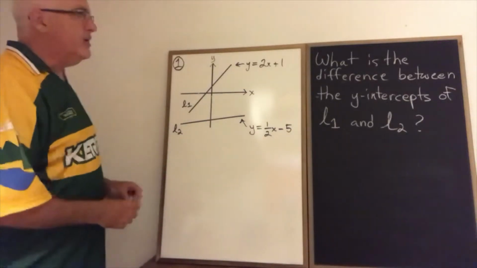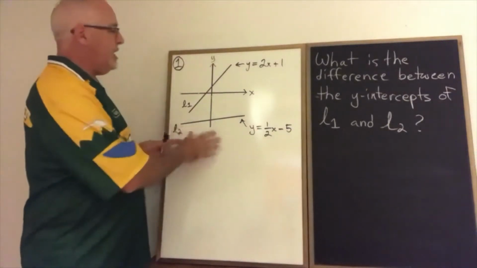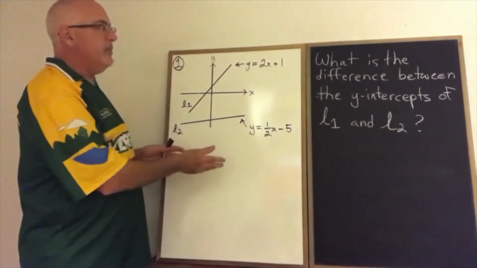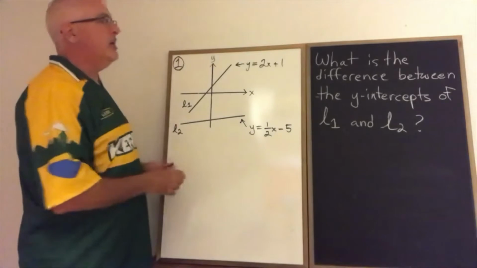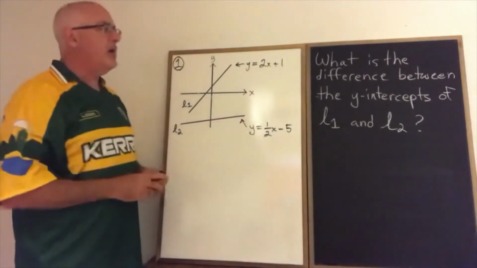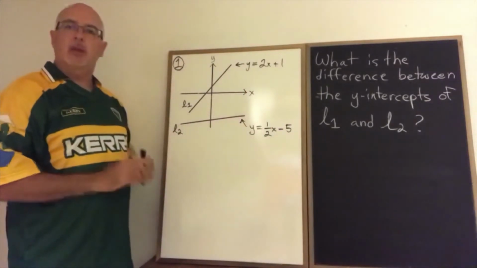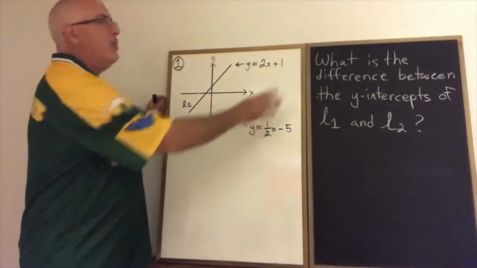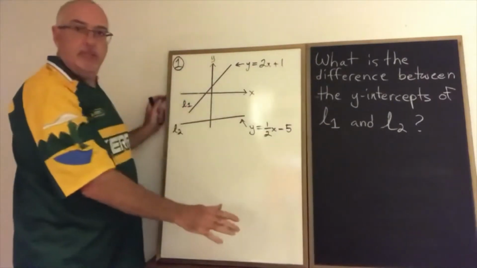In today's daily dose of math, we're given a graph with line 1 and line 2 showing on it. And we're asked the question, what is the difference between the y-intercepts of line 1 and line 2? I'm going to do several examples where the question keeps on being the same.